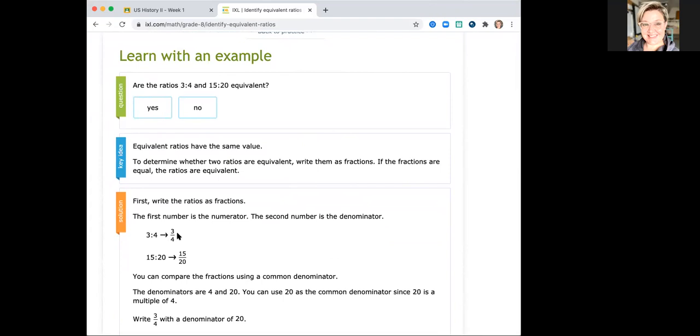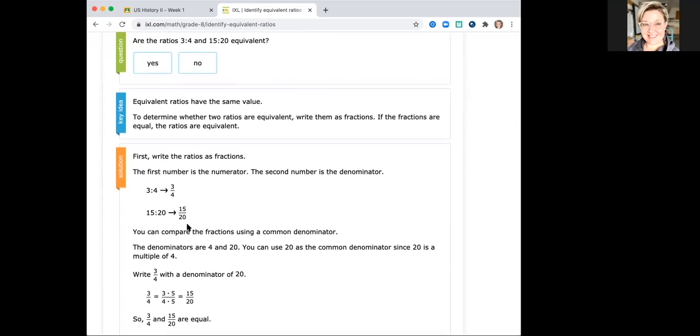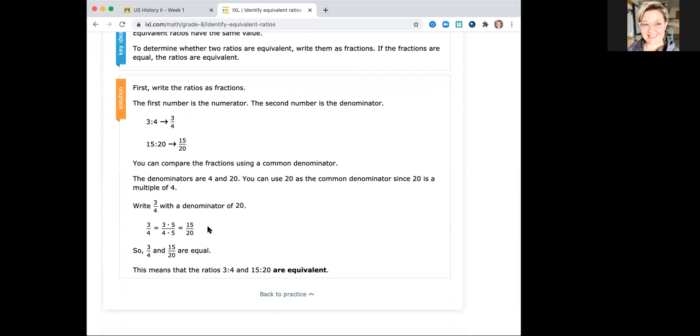We know from the last time we did that the first number is the numerator and the second number is the denominator, just like here. So in this case, it is shifting 3 to 4 to 3 over 4, and 15 to 20 to 15 over 20. And now we can compare the fractions using a common denominator, which you've done before. So first we have to find a common denominator for 4 and 20, which we know 4 goes into 20. So we can do the math there. So then you just keep solving out to see if they're equal.